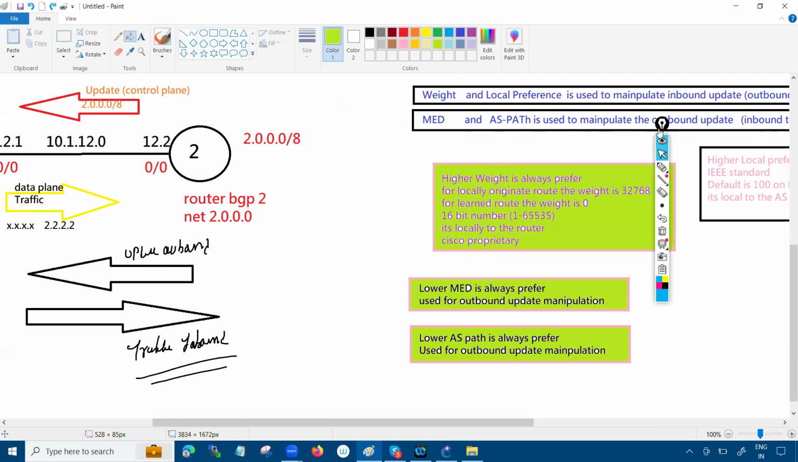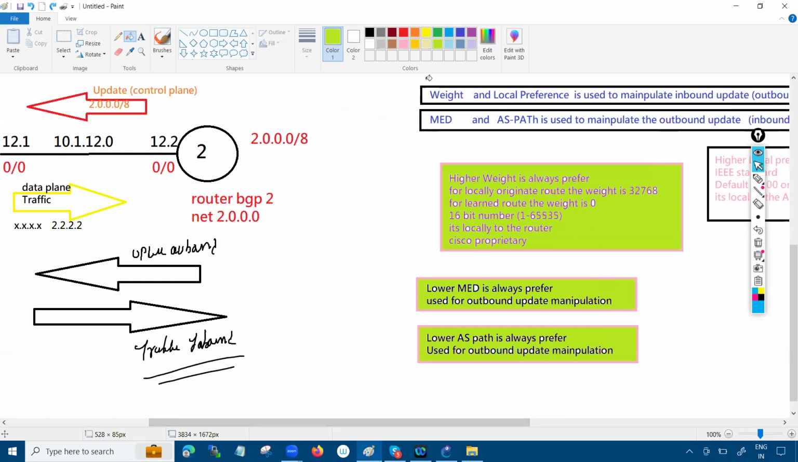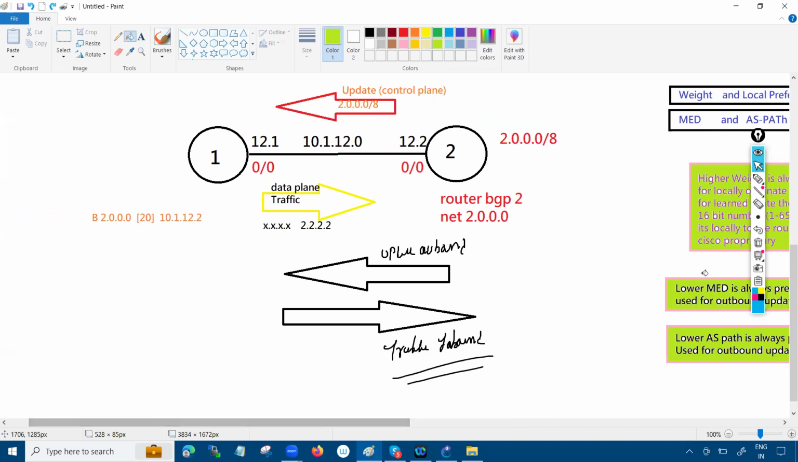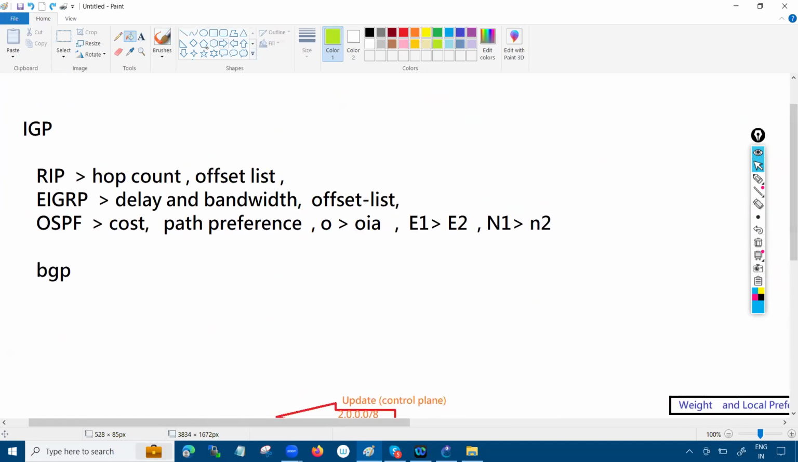Let me recap the last classes. If you remember, we discussed path manipulation. In the IGP routing protocols, we have different ways to manipulate the path. With the RIP protocol, we have hop count and the offset list. With the advanced level, you can do summarization, and based on the summarization you can also manipulate the path. In the EIGRP protocol, we saw how to change the delay and bandwidth. At the same time, we also saw how to manipulate the path based on the AD value and also the offset list.